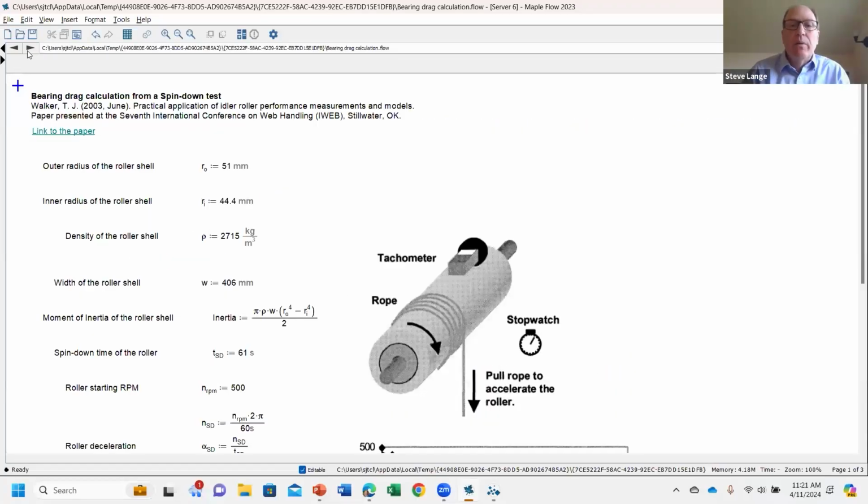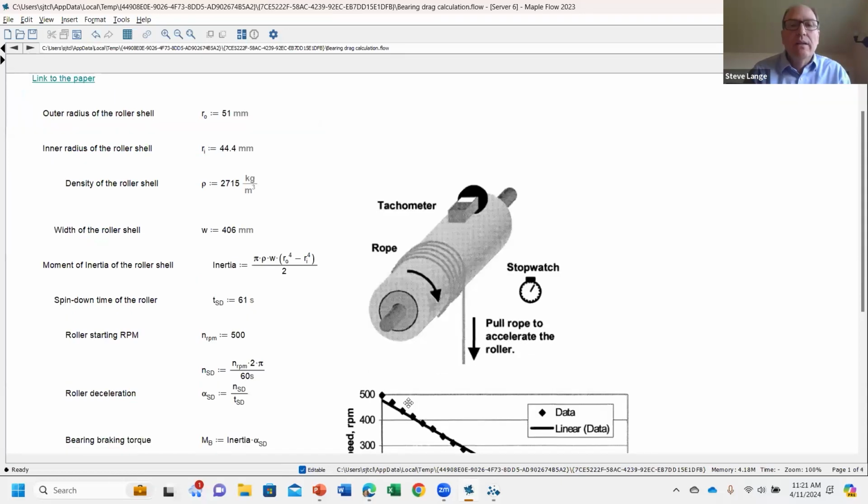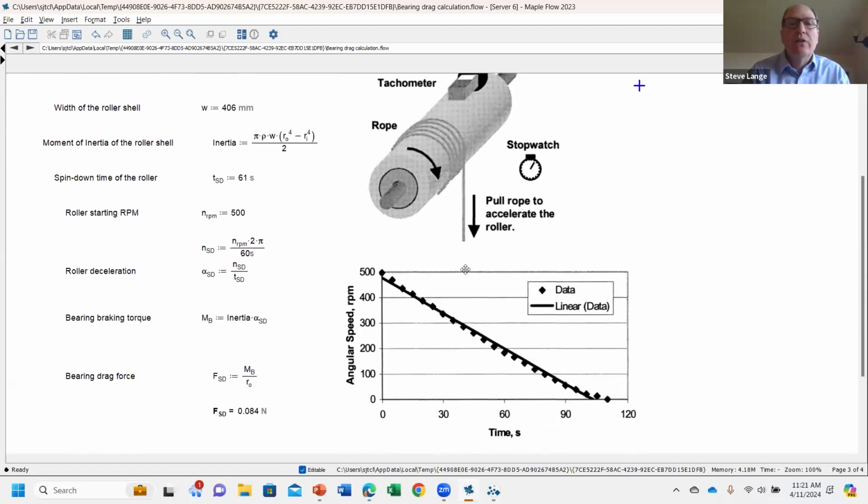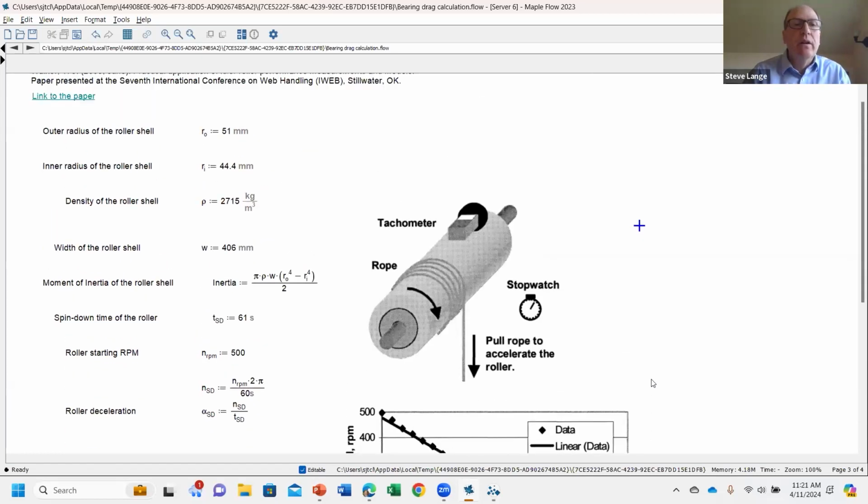This is the typical test where you may have a device that raises the roller RPM, or even something as low tech as wrapping a rope around the roller and pulling on it. And then you measure the RPMs of the roller over time. And so you may get a plot like this. Eventually the roller will stop because the friction, the bearing, slows the roller down. So you may start off at 500 RPM and go to 0 in a certain amount of time, and that's the kind of data you can collect.